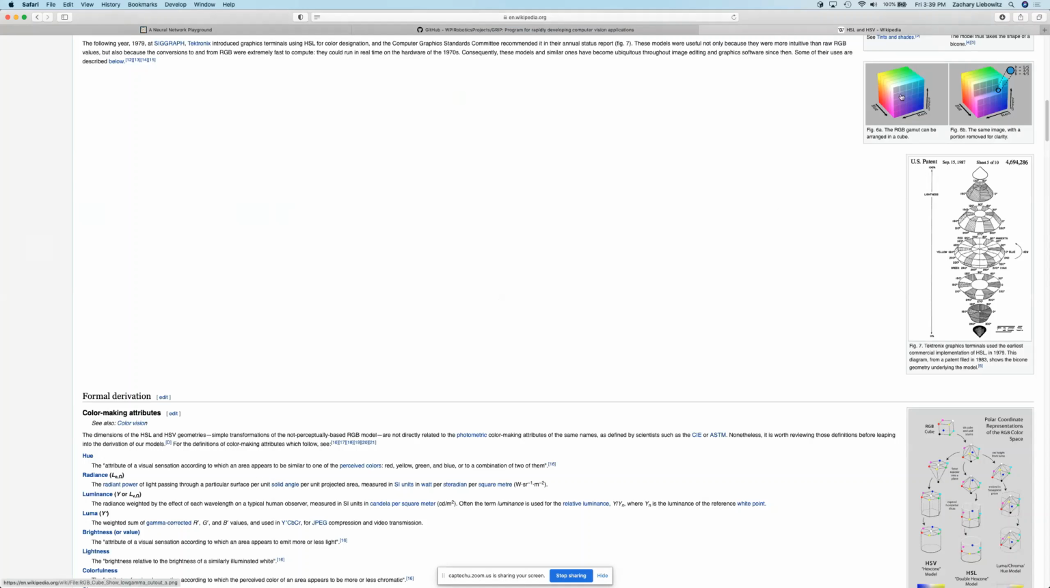So RGB can be represented as these cubes here. Let me explain the cube first. This bottom right corner of the cube is the blue corner, the top back right is the green corner, the bottom left is the red, and this top front is white, and the corner that you can't see is black.